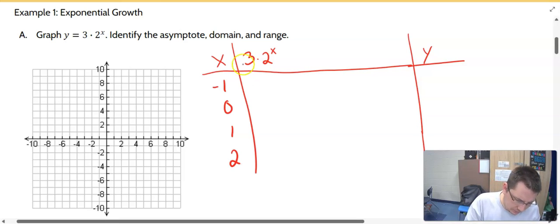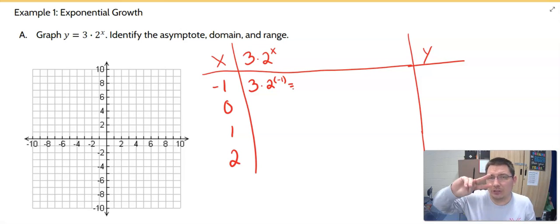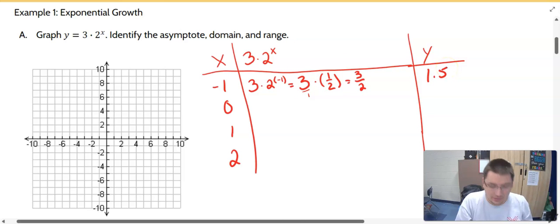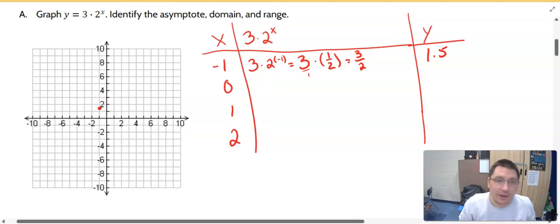So let's look at this first value here. 3 times 2 to the negative first. Remember that a negative exponent does not change the sign of the number. It changes its orientation in a fraction. It finds its reciprocal. And so we're going to be multiplying 3 times 1/2. Well, 3 times 1/2, remember you can put this 3 over a 1. 3 times 1 is 3. 1 times 2 is 2. So we get 3/2, and so we're at the ordered pair -1 and 1.5. Right there.